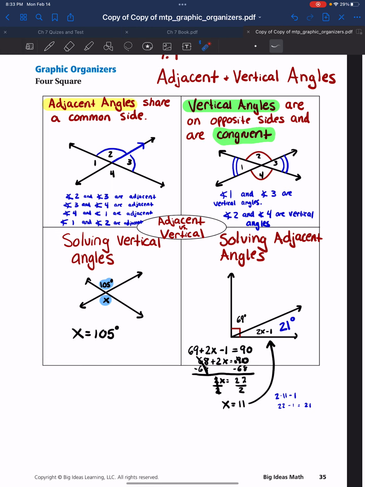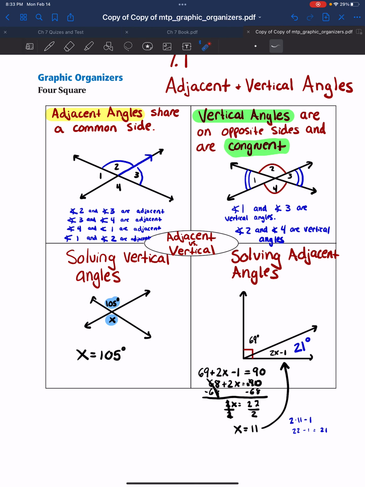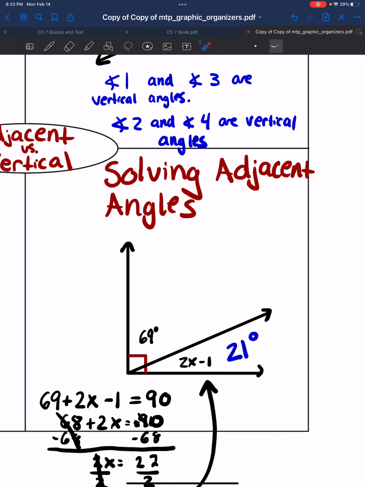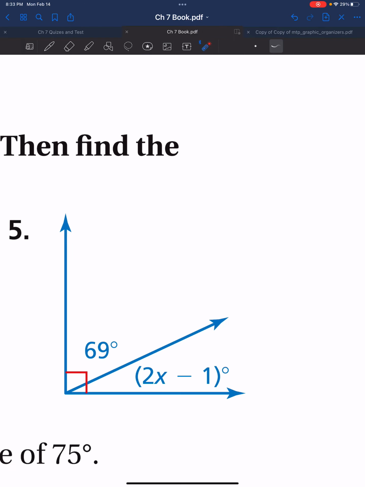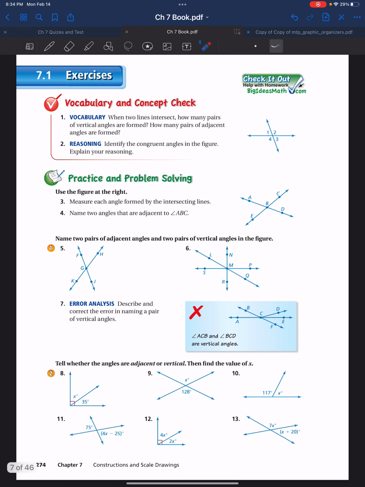Okay, so today's lesson, we learned 2 really important words, adjacent and vertical. Adjacent means they share a side like a state. Vertical means that they are opposite of one another, but it means that they are then congruent, okay? Solving vertical angles is very easy. Solving adjacent angles, you have to do a little bit of math with it, but you just know that this angle plus this angle will equal the whole angle, okay? And I believe that was all the examples.